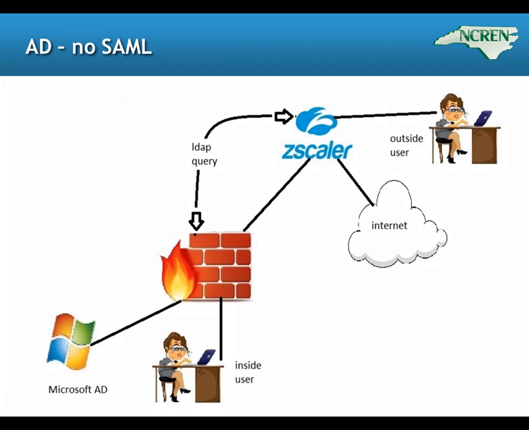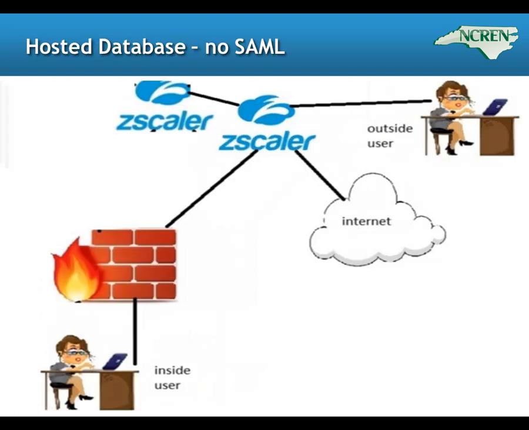So if you're currently not using Azure, you might be using on-site Active Directory. And this is how your authentication flow would look. You've got your inside user, your outside user. Whether they're inside or outside, they're going to hit that Zen node from Zscaler. Zscaler is going to send an LDAP query to your inside Active Directory, which will come back with a response to Zscaler. And it would have to be an affirmative before the user was allowed to go to the internet. Okay? That might be what you're currently doing. Or you might be currently using the hosted database.